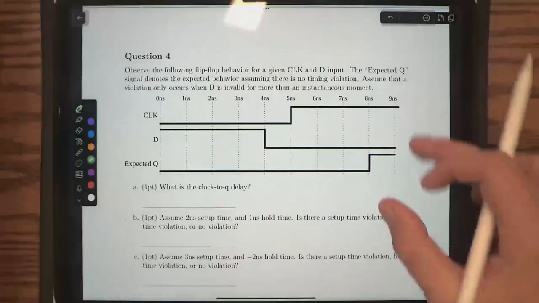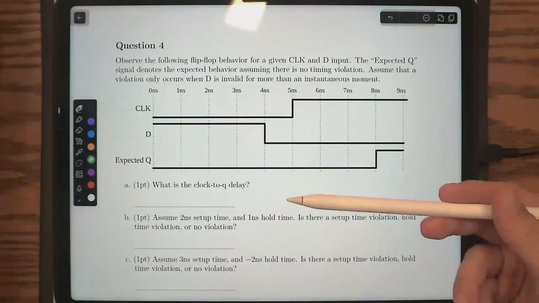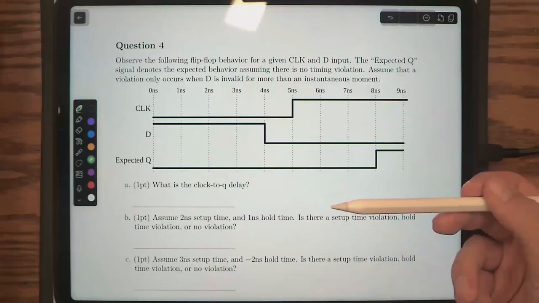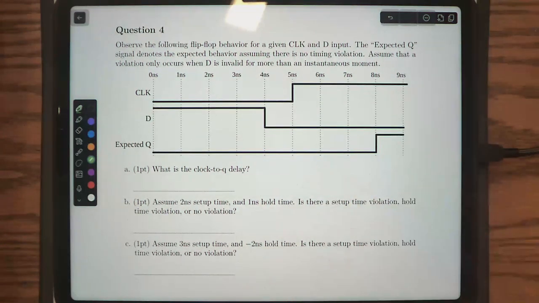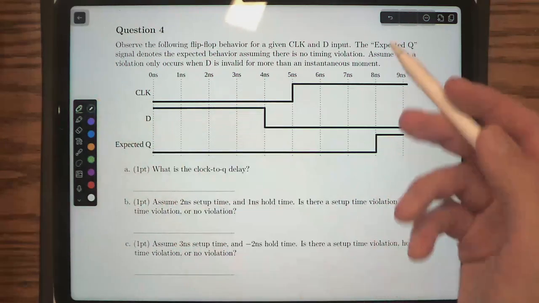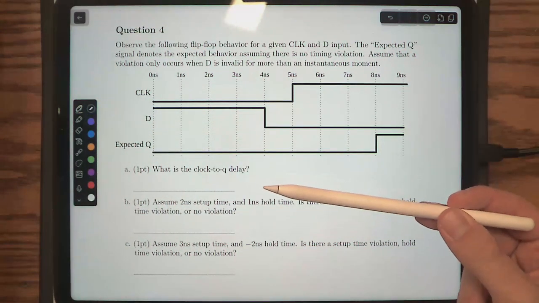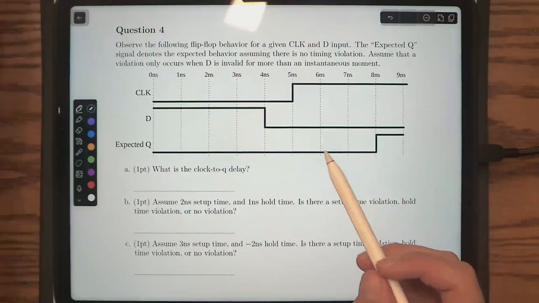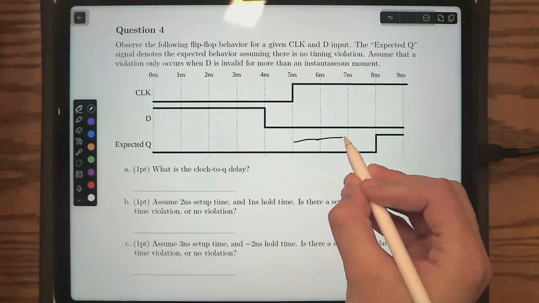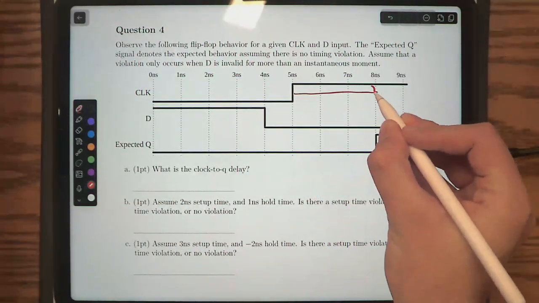Now this question, I think, was one of the lowest scored questions. I think only about half of people got one of these right. I don't remember which one exactly. But okay, let's go through it. Clock to Q delay. What is the clock to Q delay here? Yeah, so it is 1, 2, 3. So clock to Q is 3 nanoseconds.